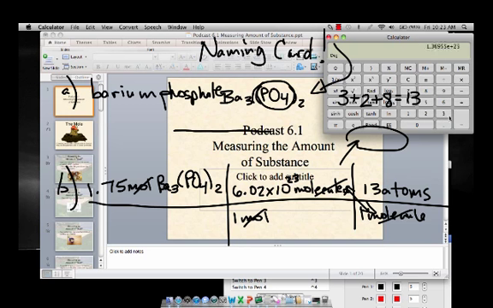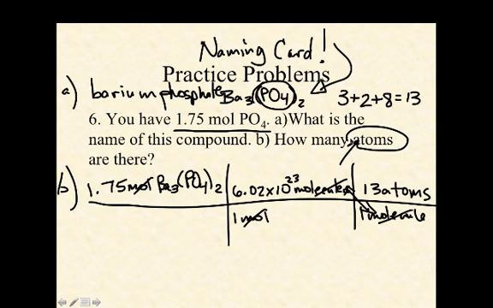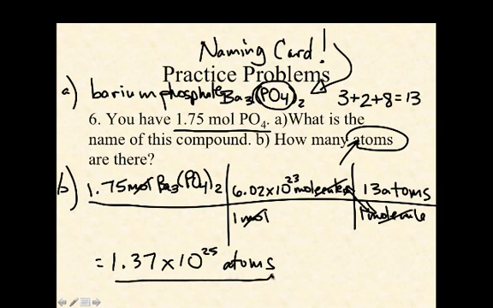All right, so I get 1.36955 times 10 to the 25, and I only get to keep 3 sig figs. So if I round this up, 1.36, and then the 9 makes it round up, then I'm going to get 1.37 times 10 to the 25. 1.37 times 10 to the 25 different atoms in 1.75 moles of barium phosphate. There we go. That's a lot of atoms, isn't it?